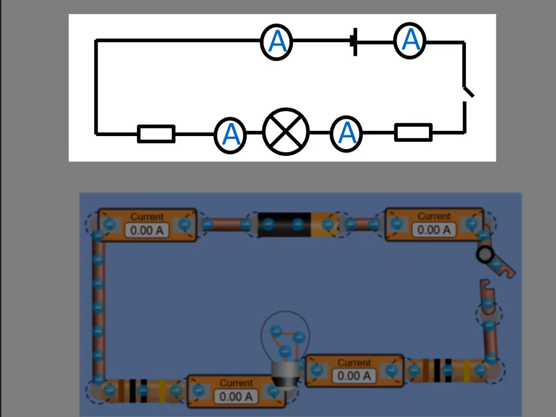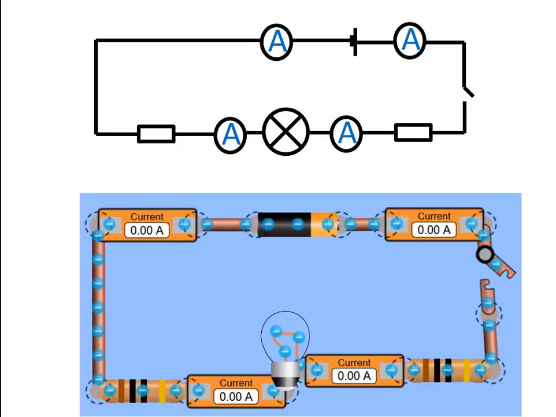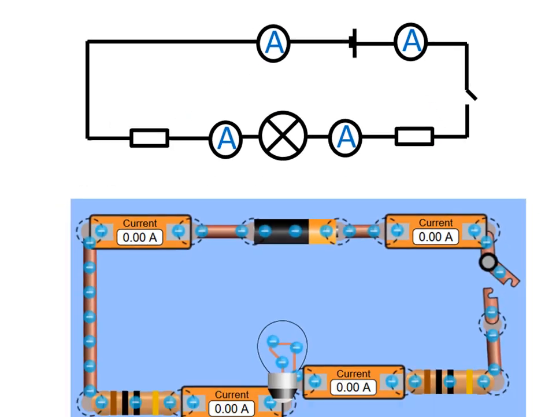Here we have a circuit diagram of the circuit. You can see there's the symbol for the battery or cell. There's an ammeter, switch, resistor, ammeter, bulb, ammeter, resistor, ammeter, and we can see there's the negative terminal and the positive terminal of the cell. So now we need to build the circuit.